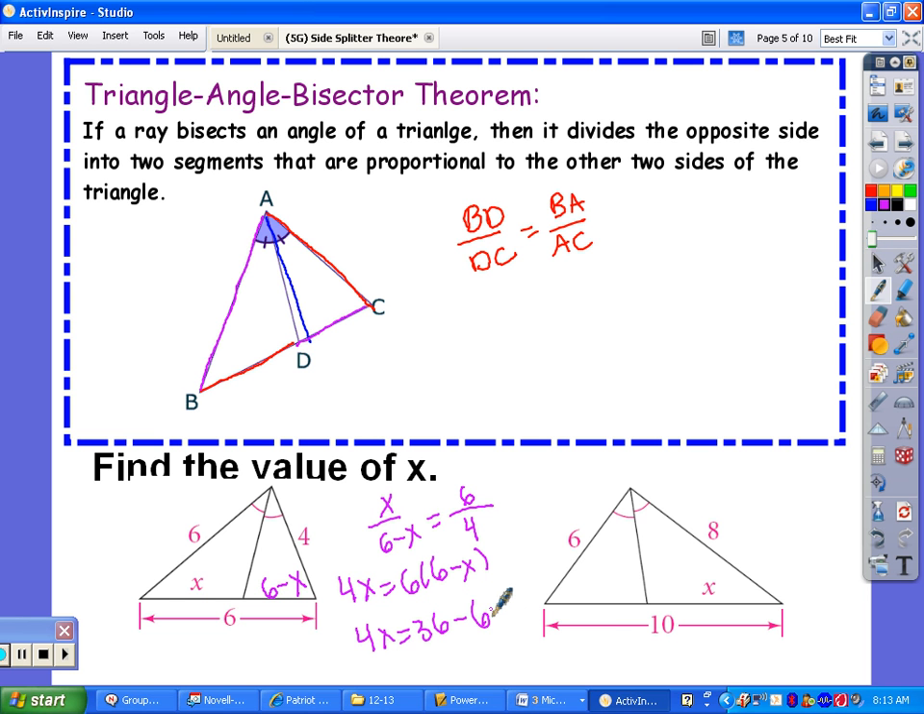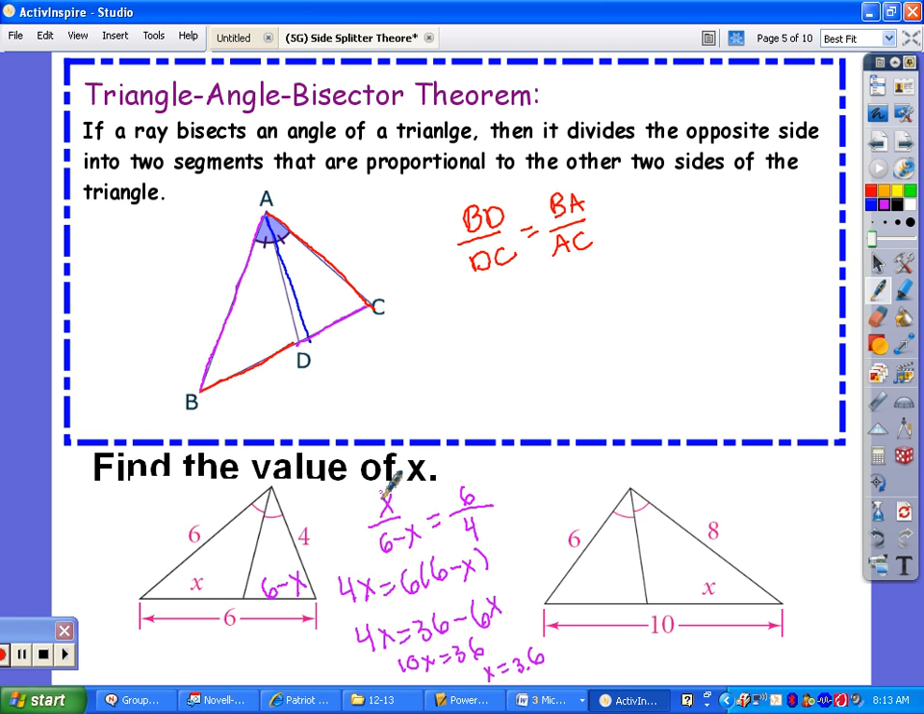So we distribute the 6. We get all the x's on one side by adding the 6x, so we get 10x is equal to 36. And then we divide 36 by 10, which is 3.6. Okay. And again, remember, you can always plug it back in to check it.